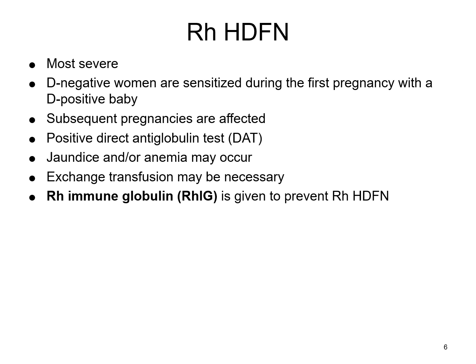Now, typically the first child is not going to be affected because it's going to take mom a little bit of time to be stimulated and build up those antibodies. And of course, not everyone is going to produce an antibody when stimulated by an Rh positive antigen, but the possibility is still there, and this is when it happens.